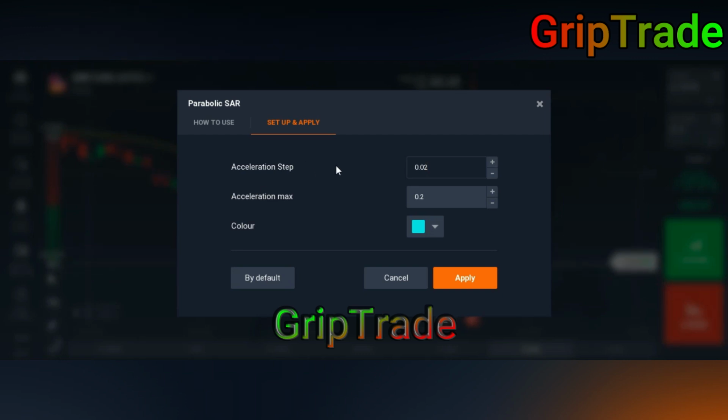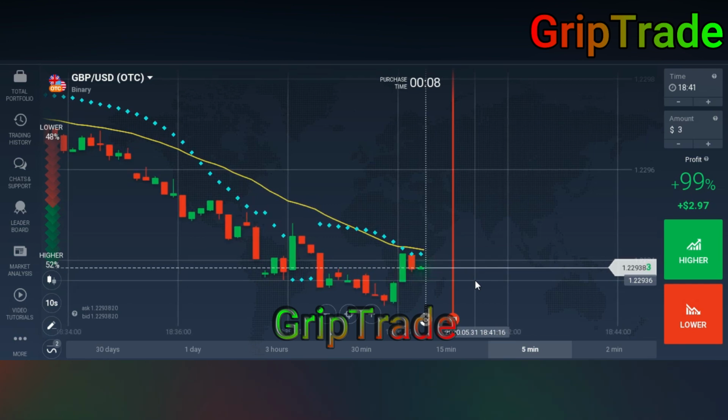Acceleration step should remain default, it's 0.02. Acceleration max, again let it be default, 0.2. That's fine. And the color of your choice, of course, whatever you like. And there you apply. So there you go.